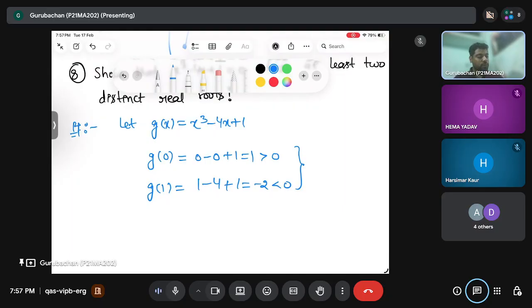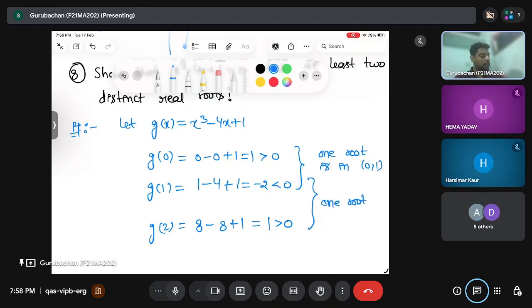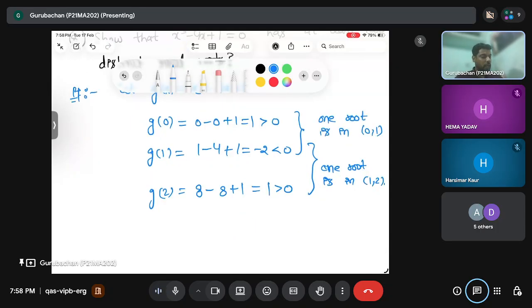Since we want a distinct root, let us move to g of 2. This will be 8 minus 8 plus 1, which is again 1, and it is again greater than 0. Again there is a difference in sign. So one root is in (0, 1), and one root is in (1, 2). Both the intervals are different. That means there are two distinct roots between 0 and 2.